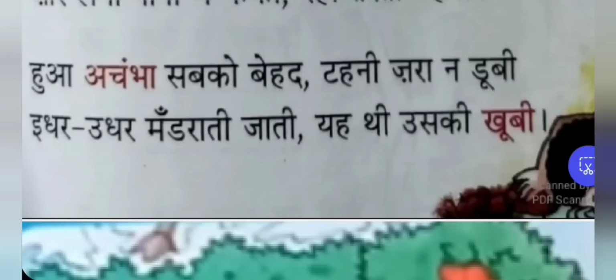So what it was doing, it was moving here and there, and it didn't even sink. So this was the speciality they have understood. So what is the speciality of the tree? It will float on the water. This incident has made our ancestors think that we can travel on water using the branch of the tree. Now what they did, we'll see.